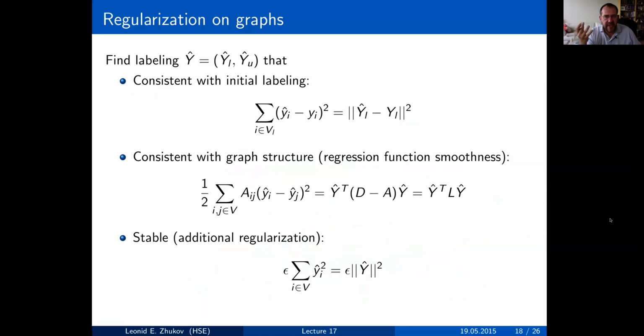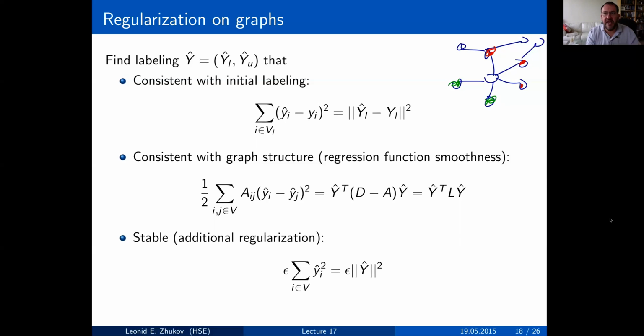They want to predict labels that, on one hand, are consistent with the initial labeling. So if you have a graph with labels, here are your green labels, and here are your red labels. First of all, you're trying to predict labels for the nodes that are already labeled.